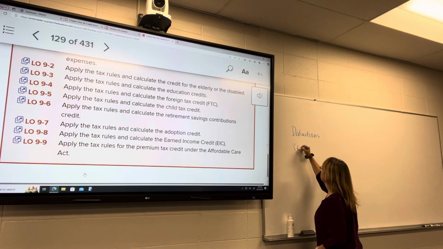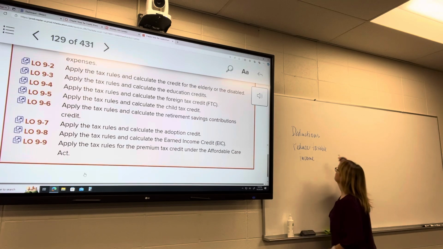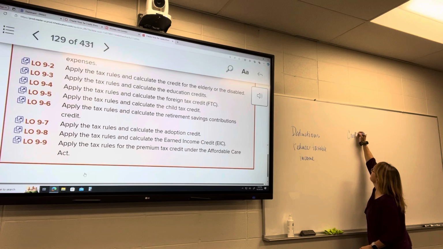Deductions reduce taxable income. Credits reduce tax.